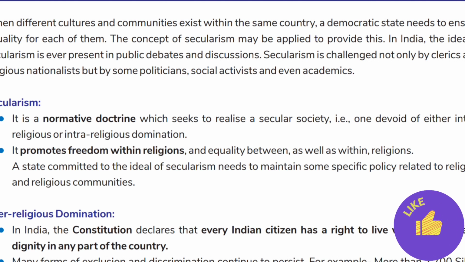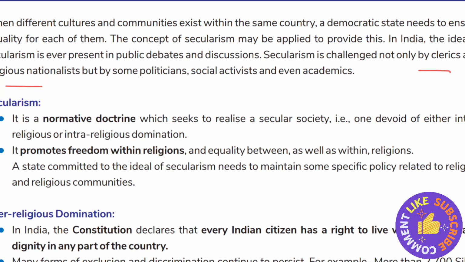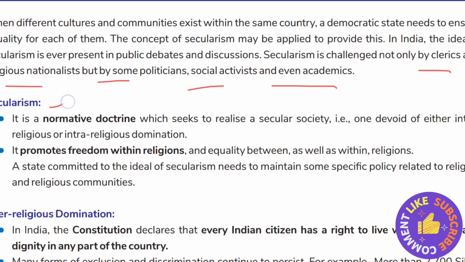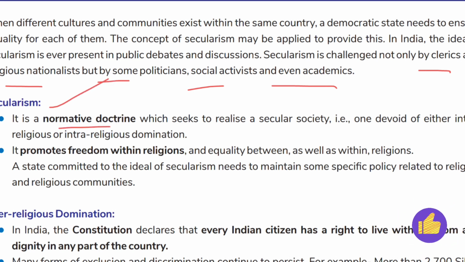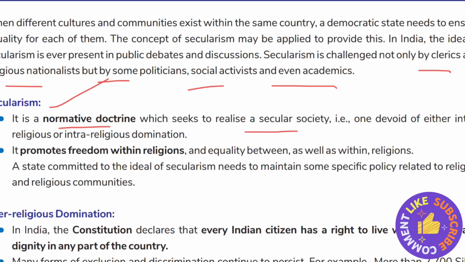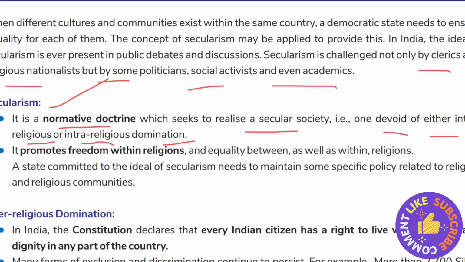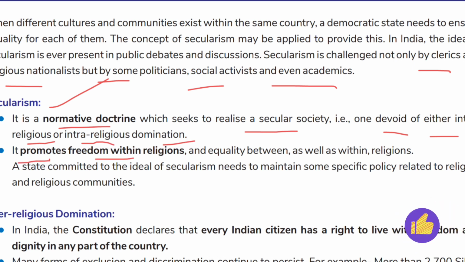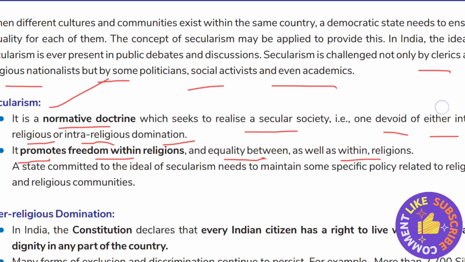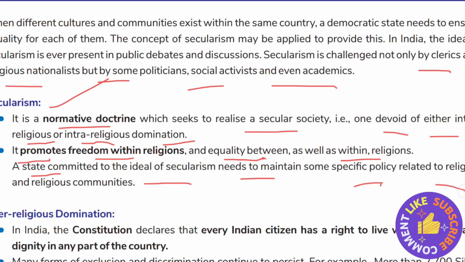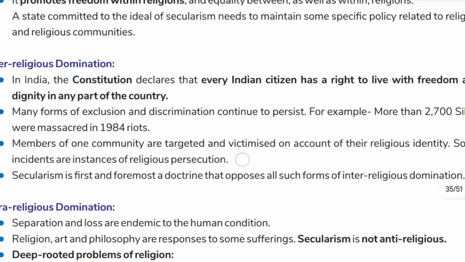In India, the idea of secularism is ever present in public debates and discussions. Secularism is challenged not only by clerics and religious nationalists but by some politicians, social activists, and even academics. So, secularism is a normative doctrine which seeks to realize a secular society, that is one devoid of either interreligious or intra-religious domination. Secularism promotes freedom within religions and equality between as well as within religions. A state committed to the ideal of secularism needs to maintain some specific policy related to religion and religious communities.